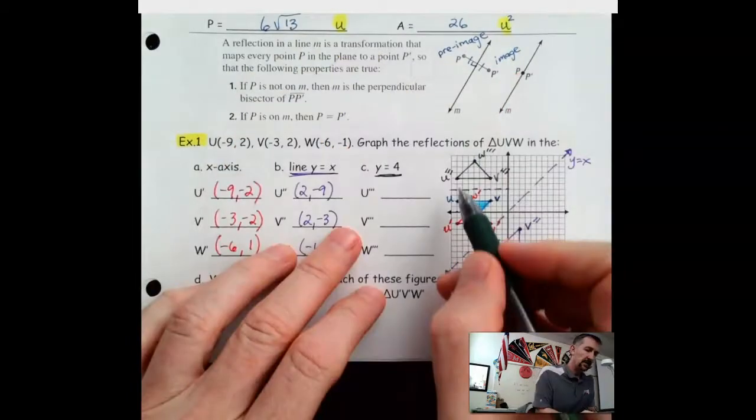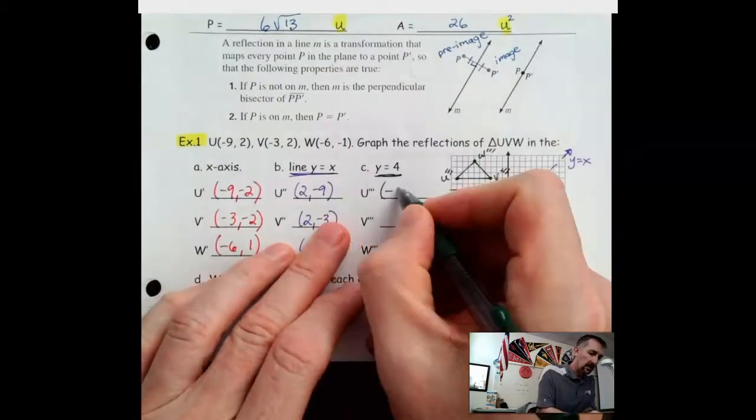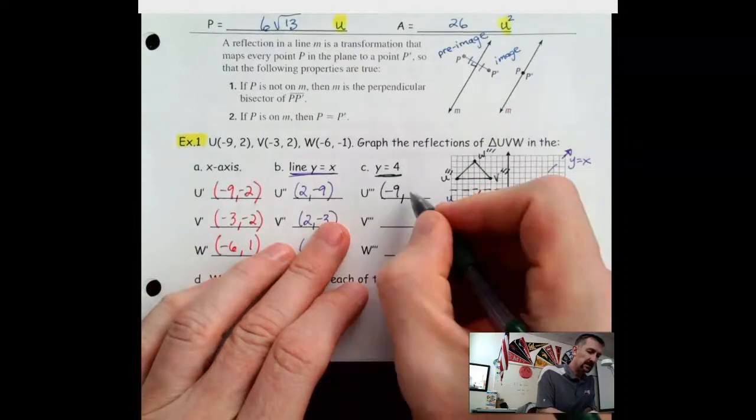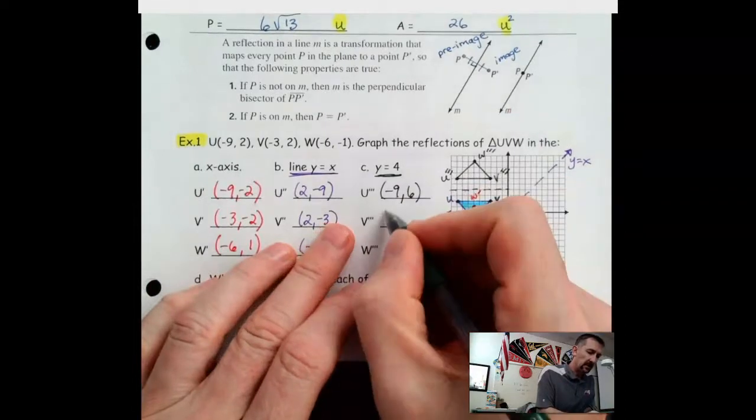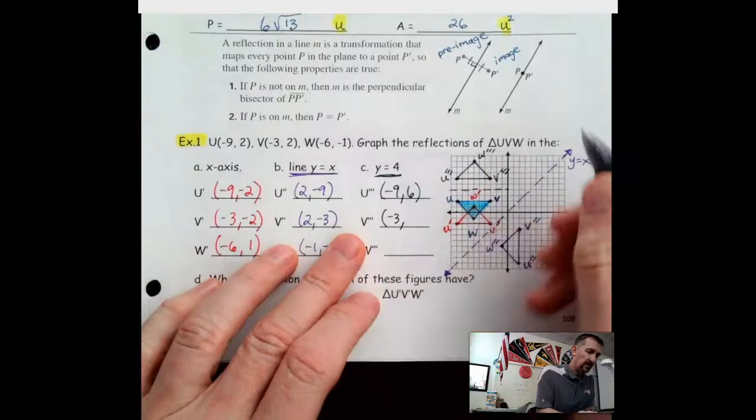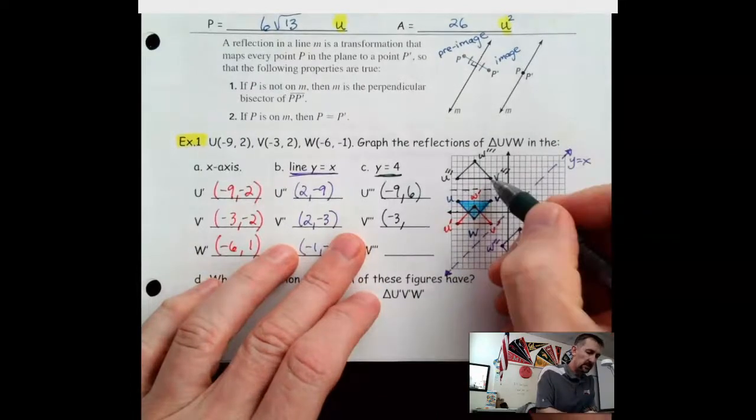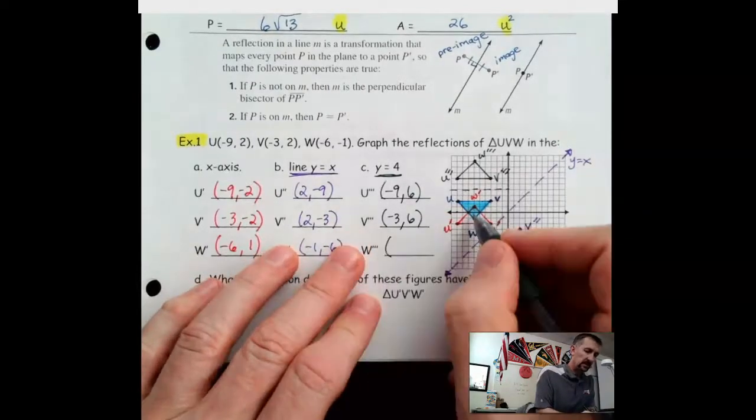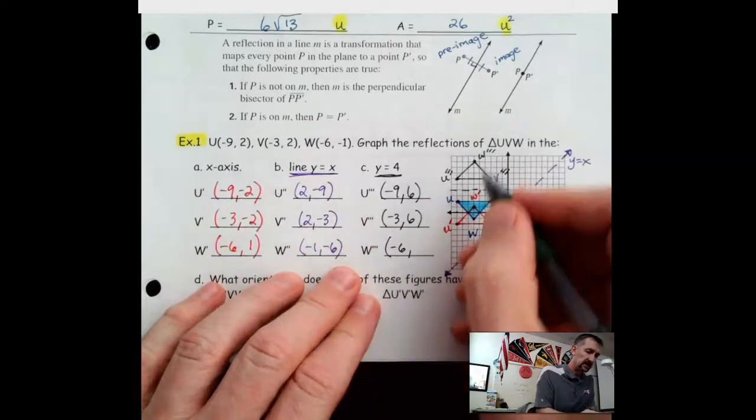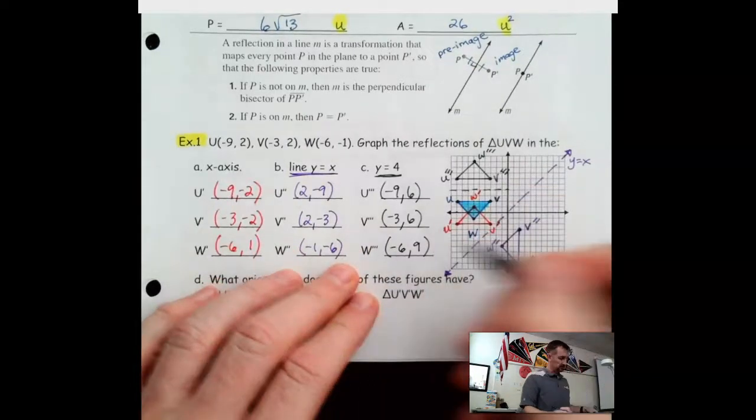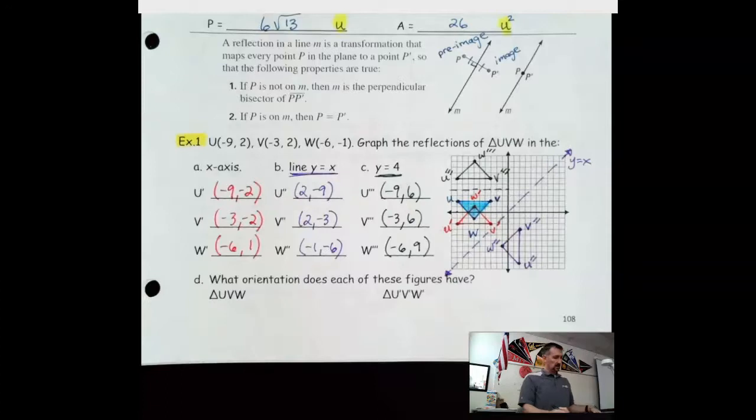So that is -9, 6. This is -3, 6. And this is -6, 9. Okay.